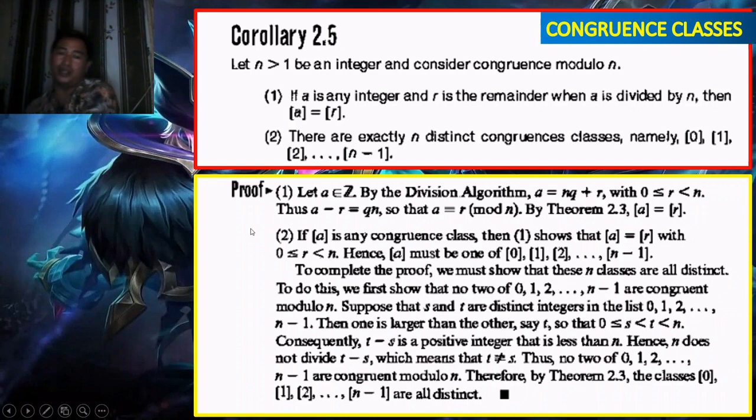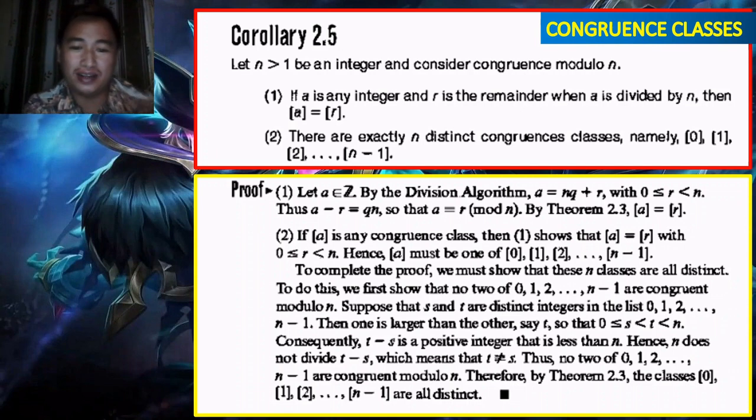So, there's a part 2, class. There are exactly n distinct congruence classes. So this goes fast, class, no? This sounds like it needs a proof. Okay, let's see their proof, class.